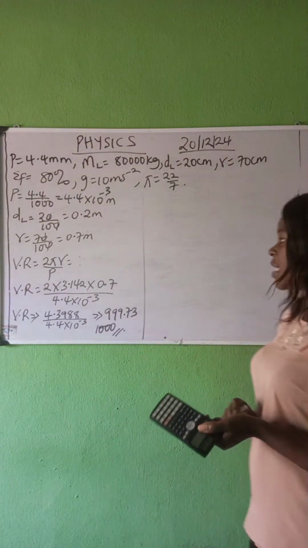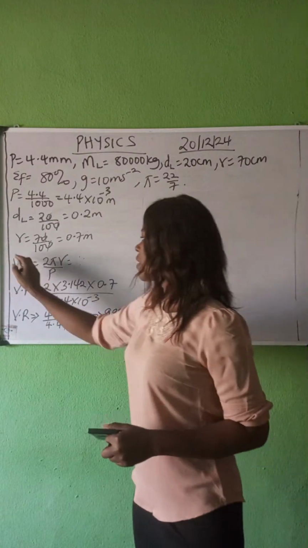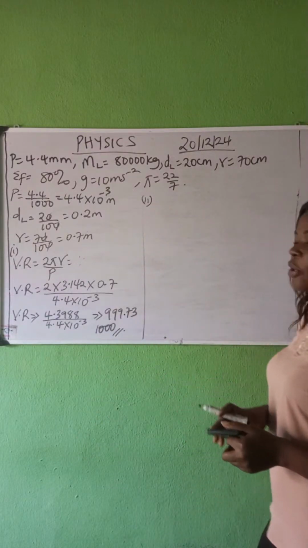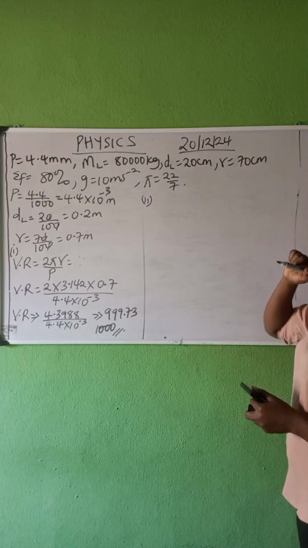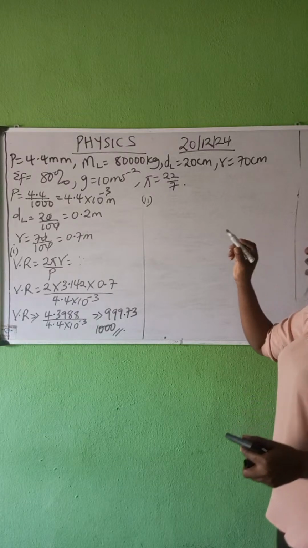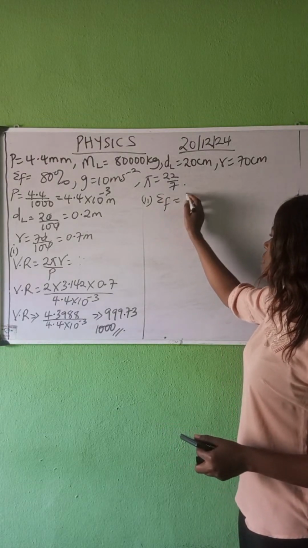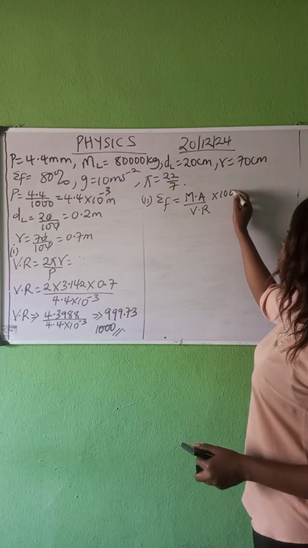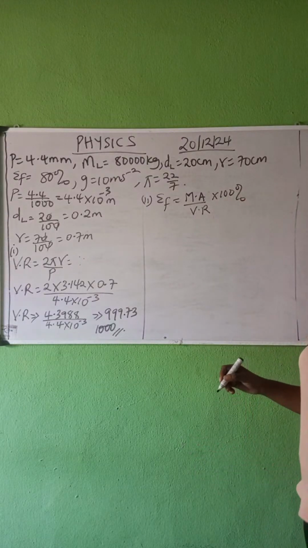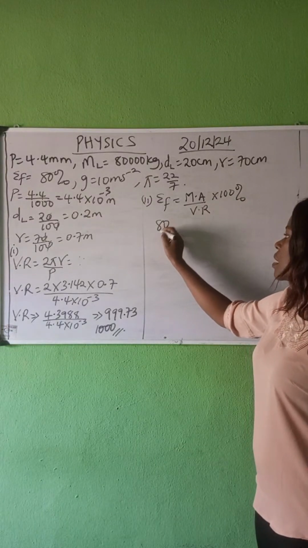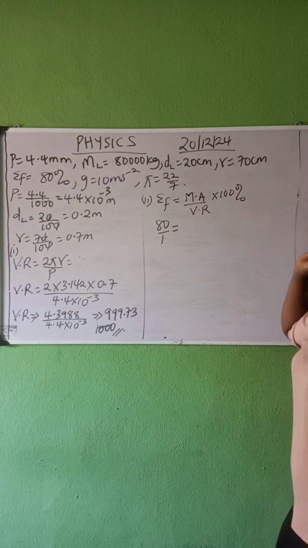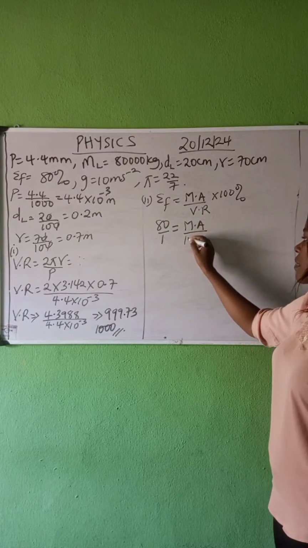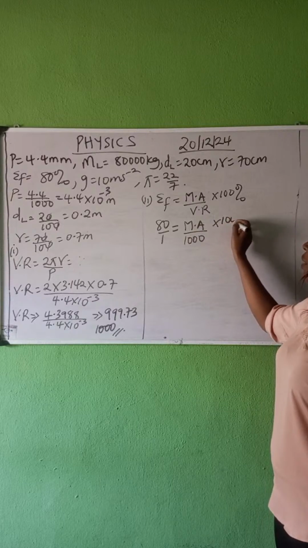Now, the next thing we are expected to solve; the first question was the velocity ratio. Let me go to the next one, which is mechanical advantage. In this question, I'm going to be using the efficiency formula. Efficiency is equal to MA over VR multiplied by 100%. So what is my efficiency? The value is 80 over 1 is equal to MA, which is what I'm looking for, over my velocity ratio, given as 1000, then multiplied by 100 over 1.